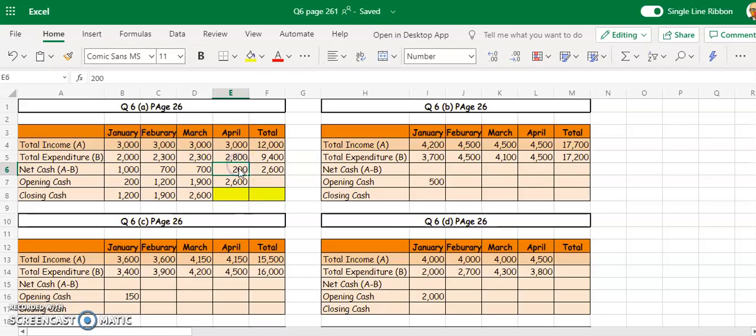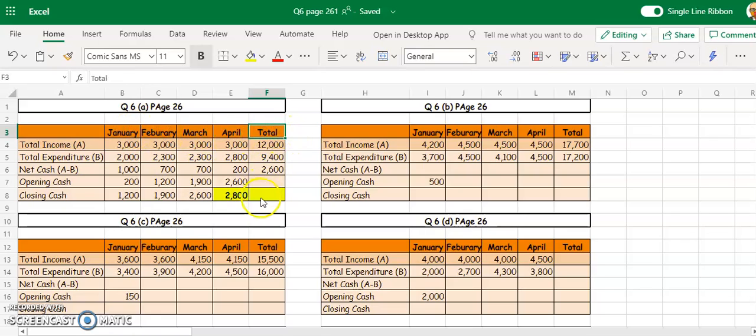So our net cash, or the money we've left over at the end, is 200. We've got opening cash of 2,600. So our closing cash is going to be 2,600 plus 200. So our closing cash is going to be 2,800. Now this is our total column, so we don't bring that into our total column. These are for the months.